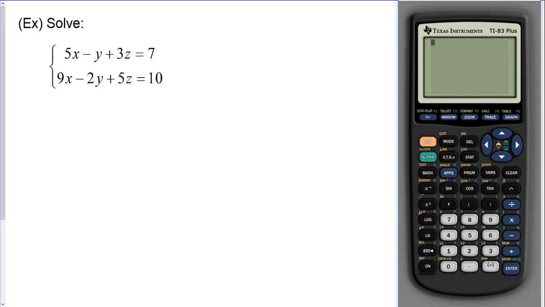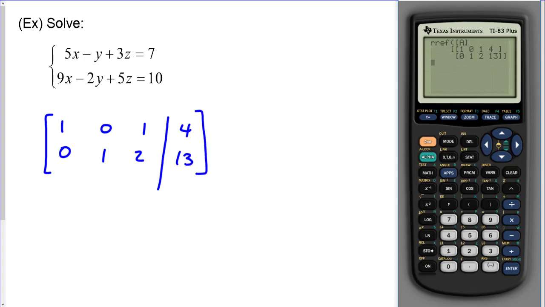When I go to solve this using RREF, the result looks like this. So 1, 0, 1, 4, and 0, 1, 2, 13. When changing this into a system of equations, I get x plus z equals 4, and y plus 2z equals 13.